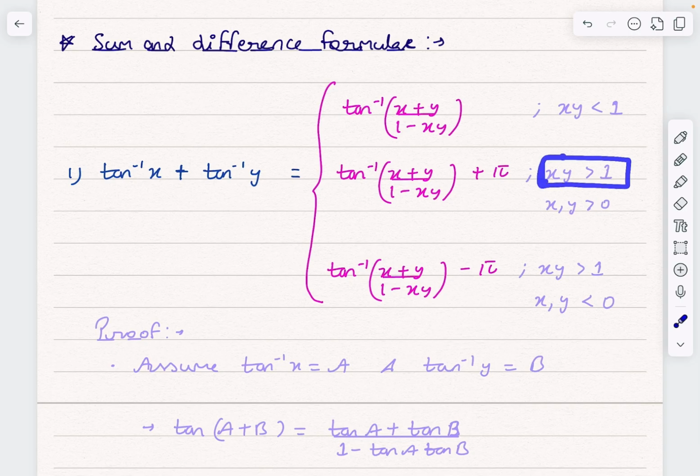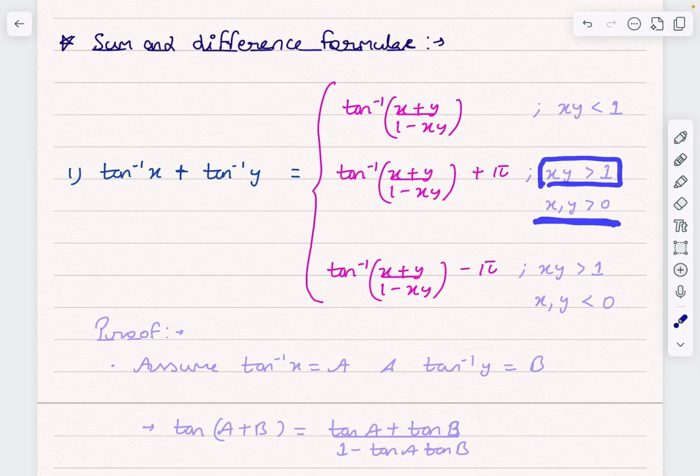So when x into y is more than 1, then what will happen? You see, the product is positive, so two possibilities are there. Either x and y are positive or x and y will be negative. Let us discuss first case when x and y are positive.